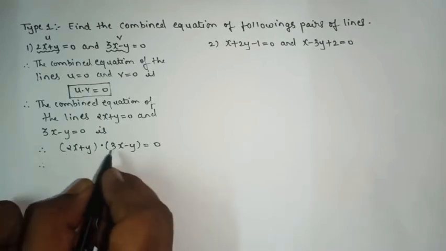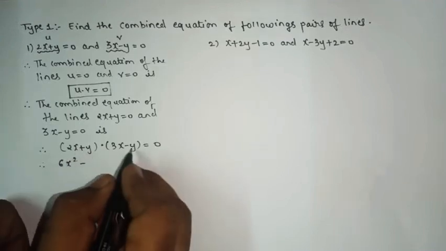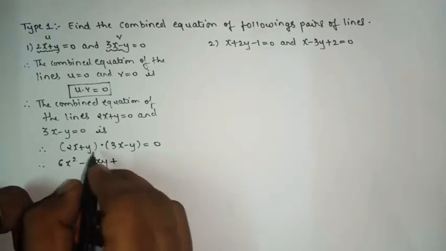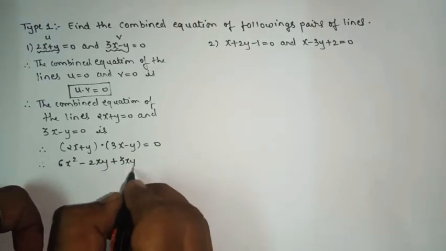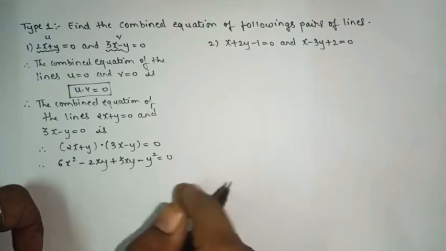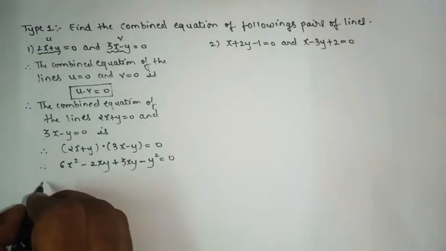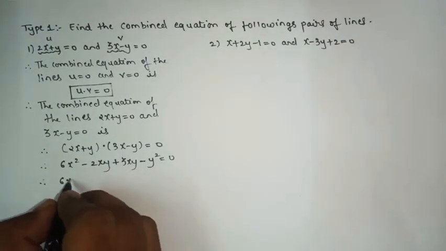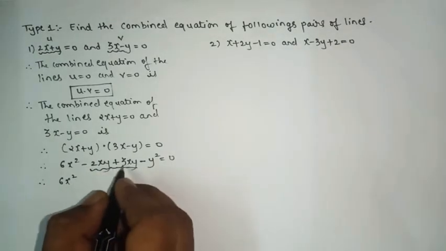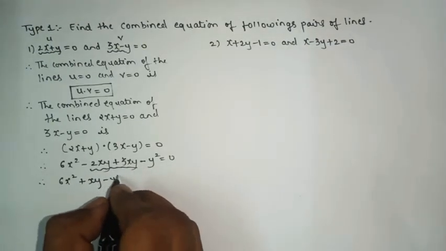so 2x into 3x, what will we get? 6x square minus 2xy plus 3xy, and minus y into y, minus y square. I hope you all might be knowing how to do this step. Okay, bracket expansion. So in the next step, 6x square, here we have the like terms, yes or no? So minus 2xy plus 3xy, when you solve you will get xy, minus y square equal to 0.